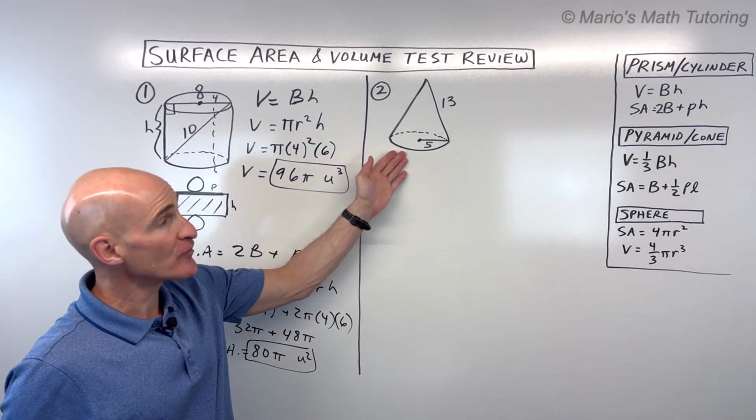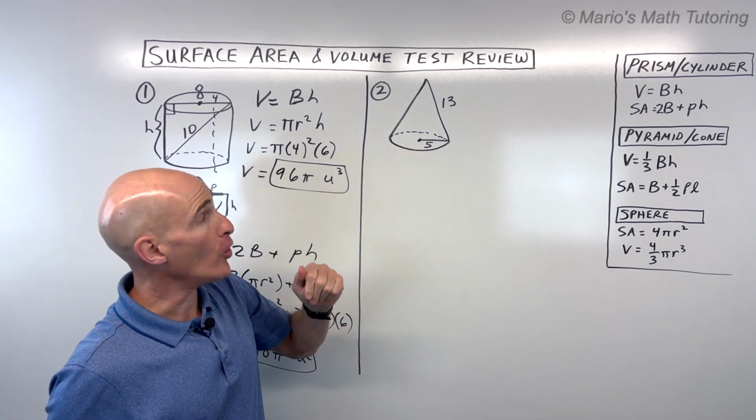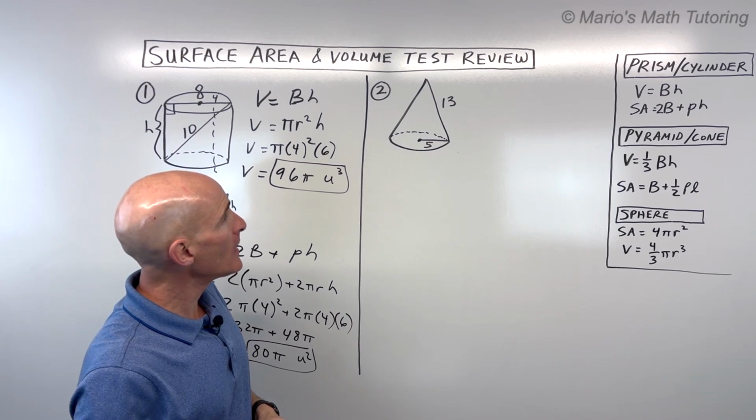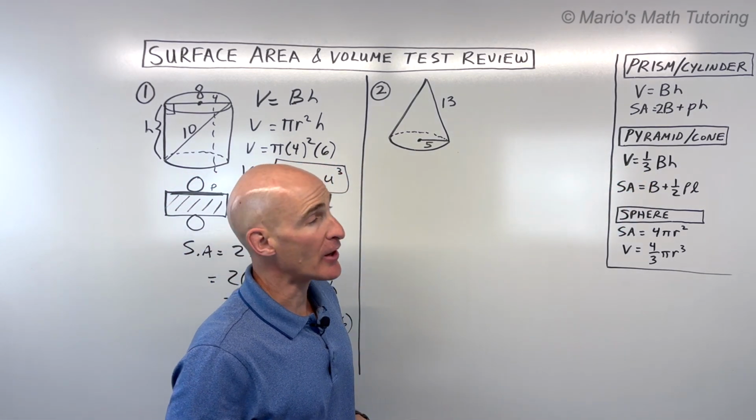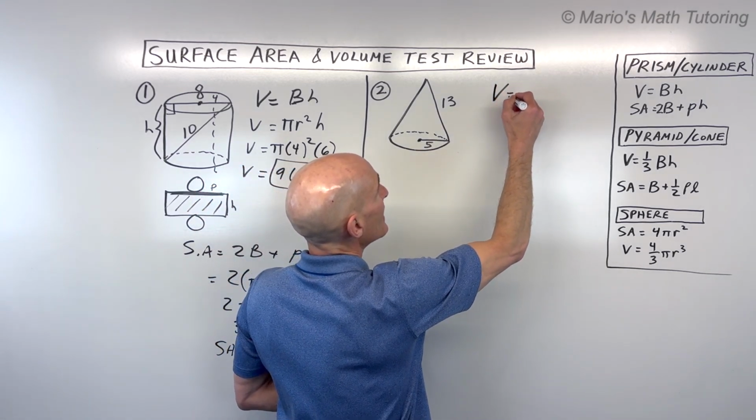How would you find the surface area and the volume of this cone? Well, with a cone, we use these two formulas. Volume equals 1/3 area of the base times the height. Let's go ahead and write that down.